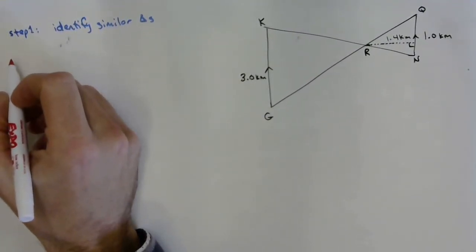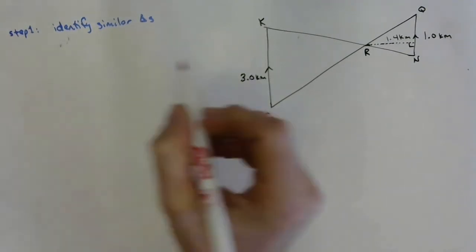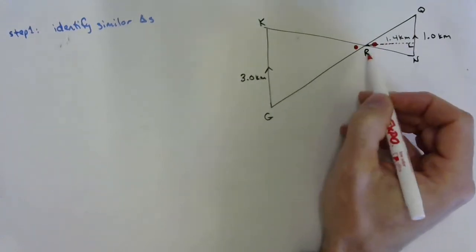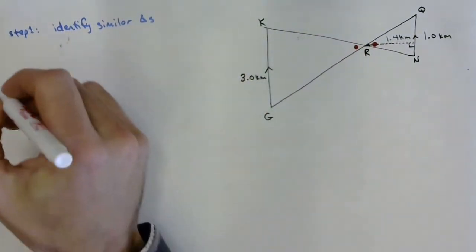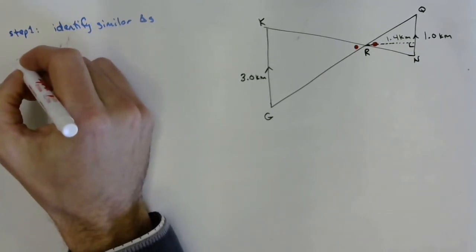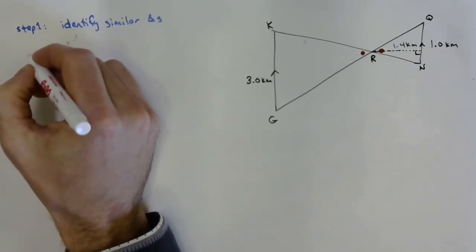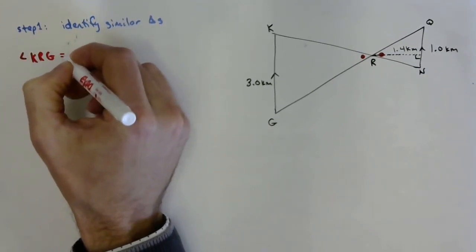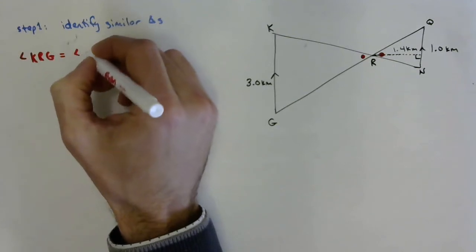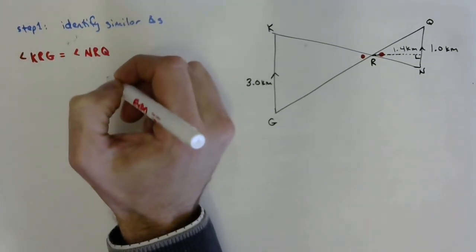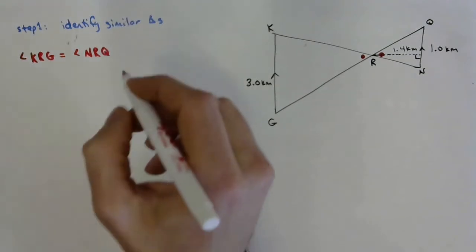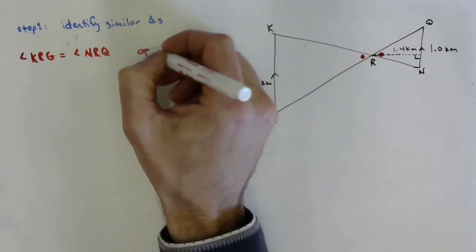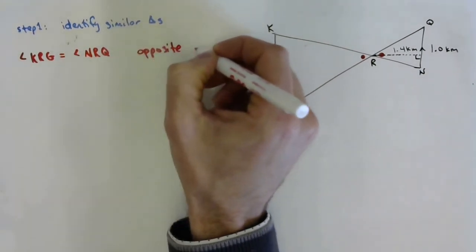Angle QRN and GRK. So here we go. We've got our statements on the left. My first statement is going to be angle KRG is equal to angle NRQ. How do I know that they are equal? Because they are opposite. Good job. Opposite angles.